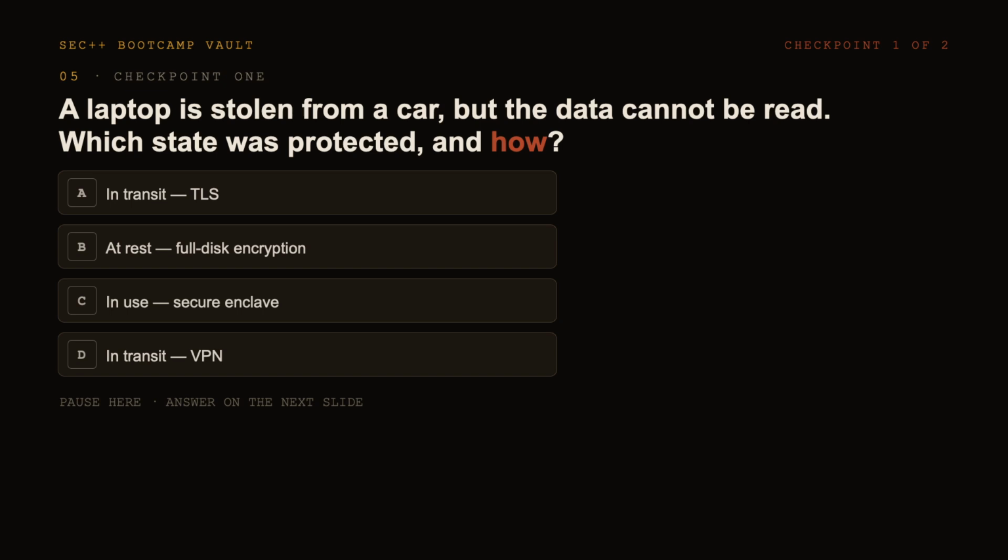Checkpoint 1. A laptop is stolen from a car, but the thief cannot read any of the data. Which state was protected and how? A. In transit with TLS. B. At rest with full disk encryption. C. In use with a secure enclave. D. In transit with a VPN. Where was the data when the theft happened?